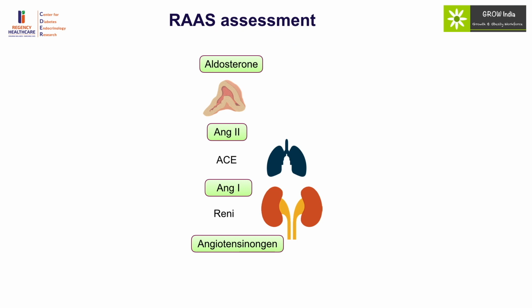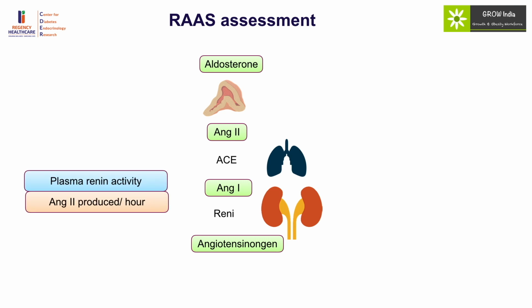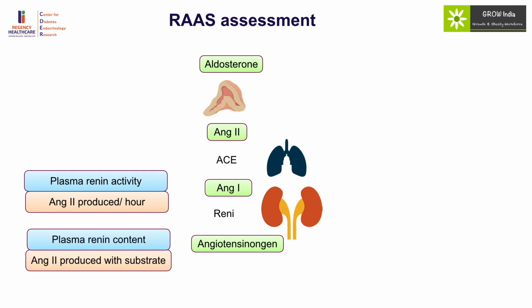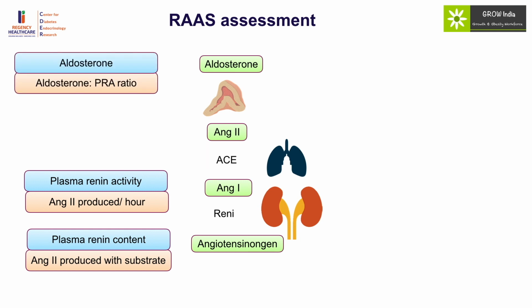The assessment of renin, angiotensin, aldosterone system is particularly important in the setting of hypo and hyperkalemia, and the options which are there to assess are the plasma renin activity, which is the amount of angiotensin 2 produced every hour after addition of plasma, or the plasma renin content in which the substrate limitation is taken care of. Plasma renin content is a more reliable although less available marker of renin activity, and these two are very important to assess in various situations. One can also use aldosterone level and the aldosterone to renin ratio, which can be used in these situations.